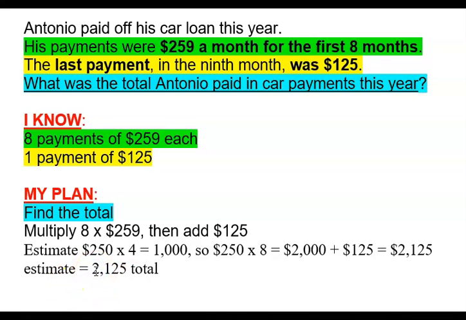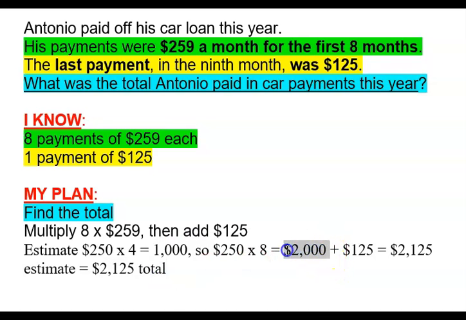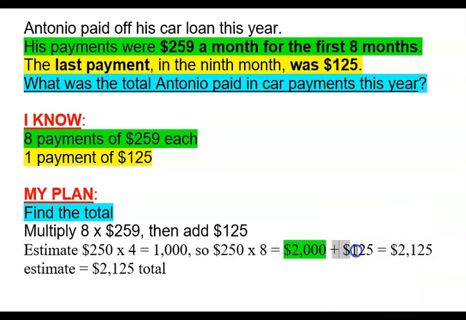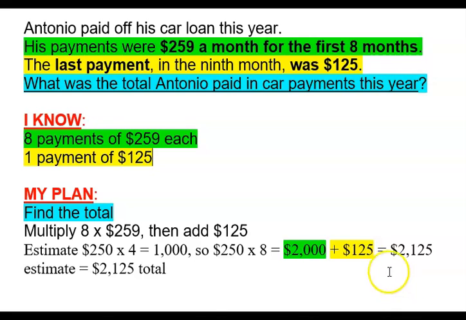All right. Now we're going to do the hard work and see if our answer comes out close to 2,125 total. Okay, remember this is our estimate for the 8 times 259. And then, of course, we have that one payment there of the $125. So let's do this. Let's go ahead and separate the 259 by place value. We can change 259 to 200 plus 50 plus 9. We'll just take it apart into smaller pieces to make it easier on ourselves.